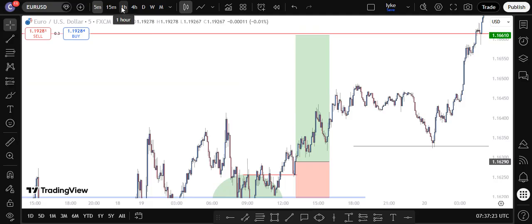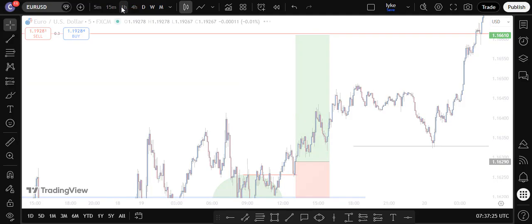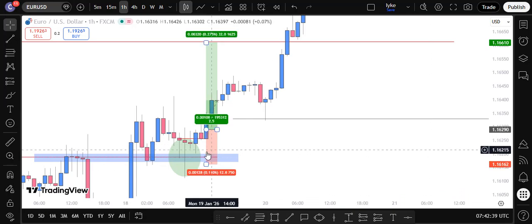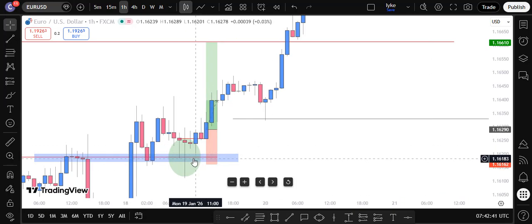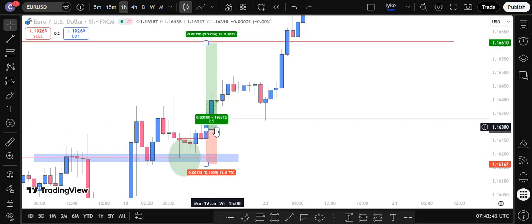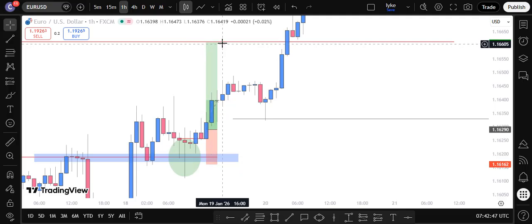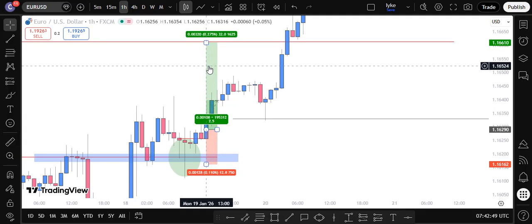Let's head over quickly, I don't want this video to be so long, to the H1 time frame to see more examples. Alright, we are back in the H1 time frame. So you can see where we had a break of structure, stop loss was here and take profit was here, giving 2.5%.